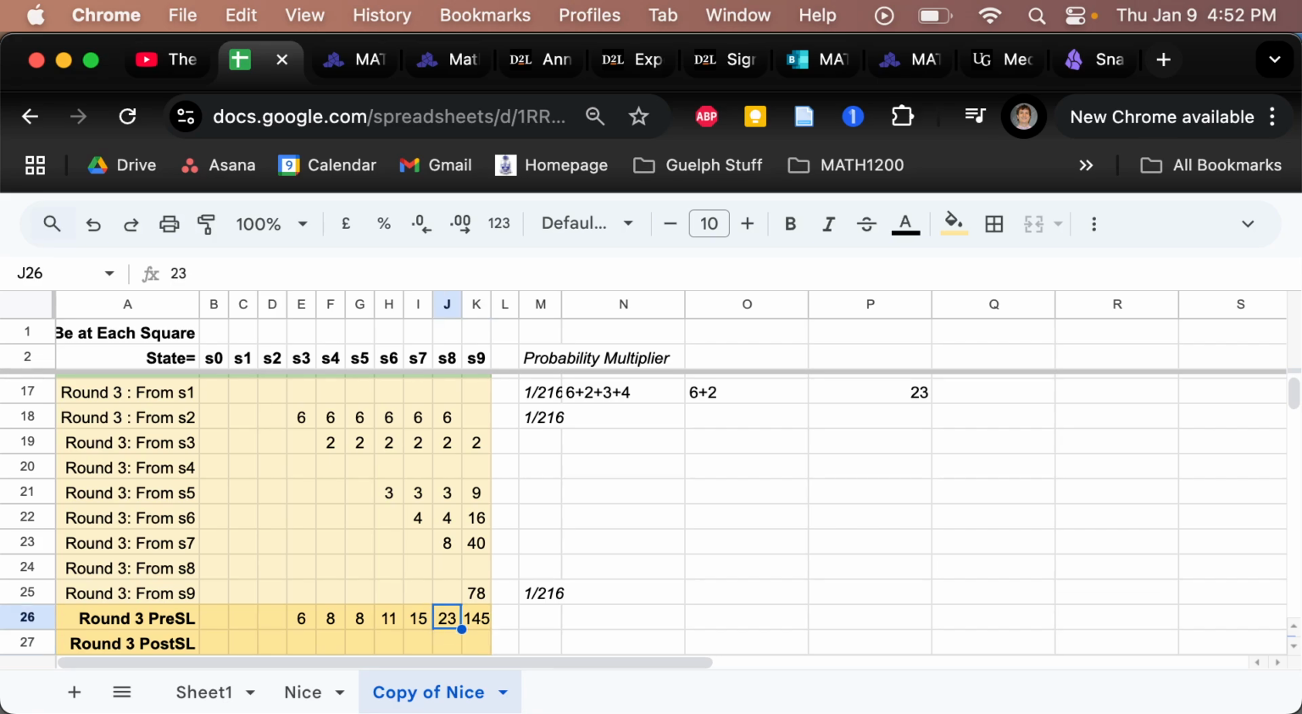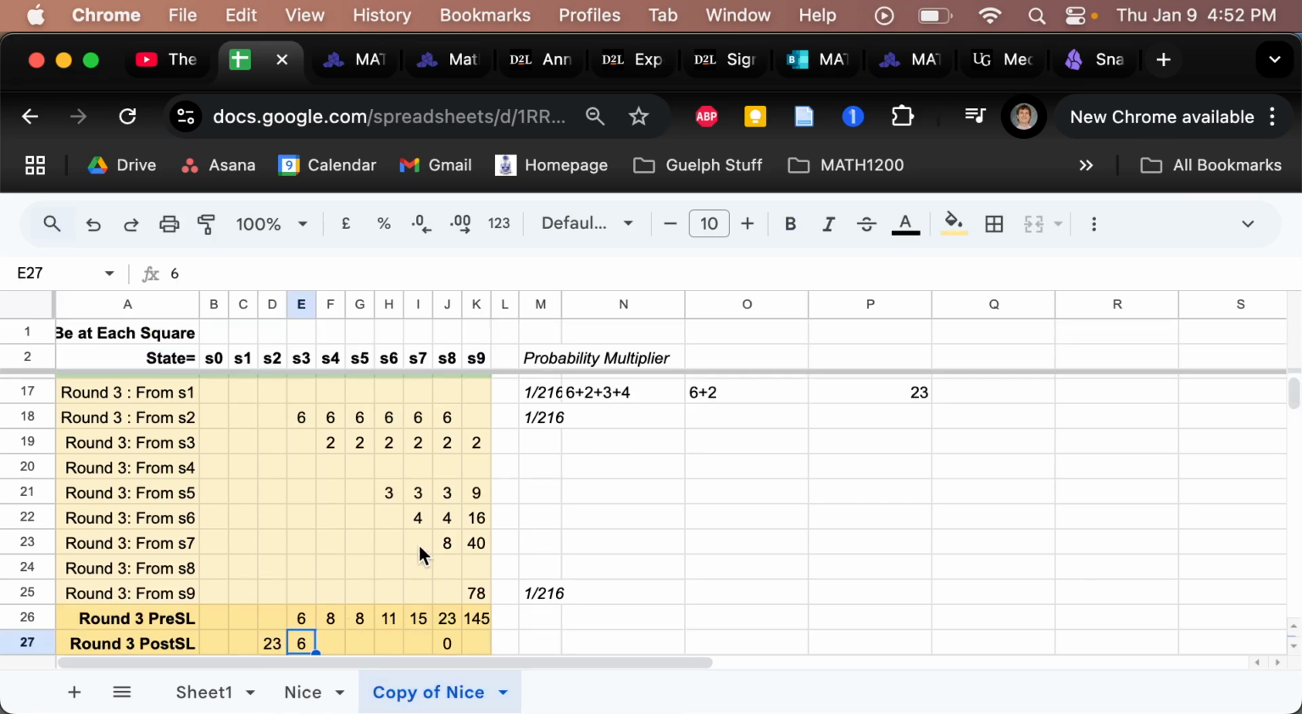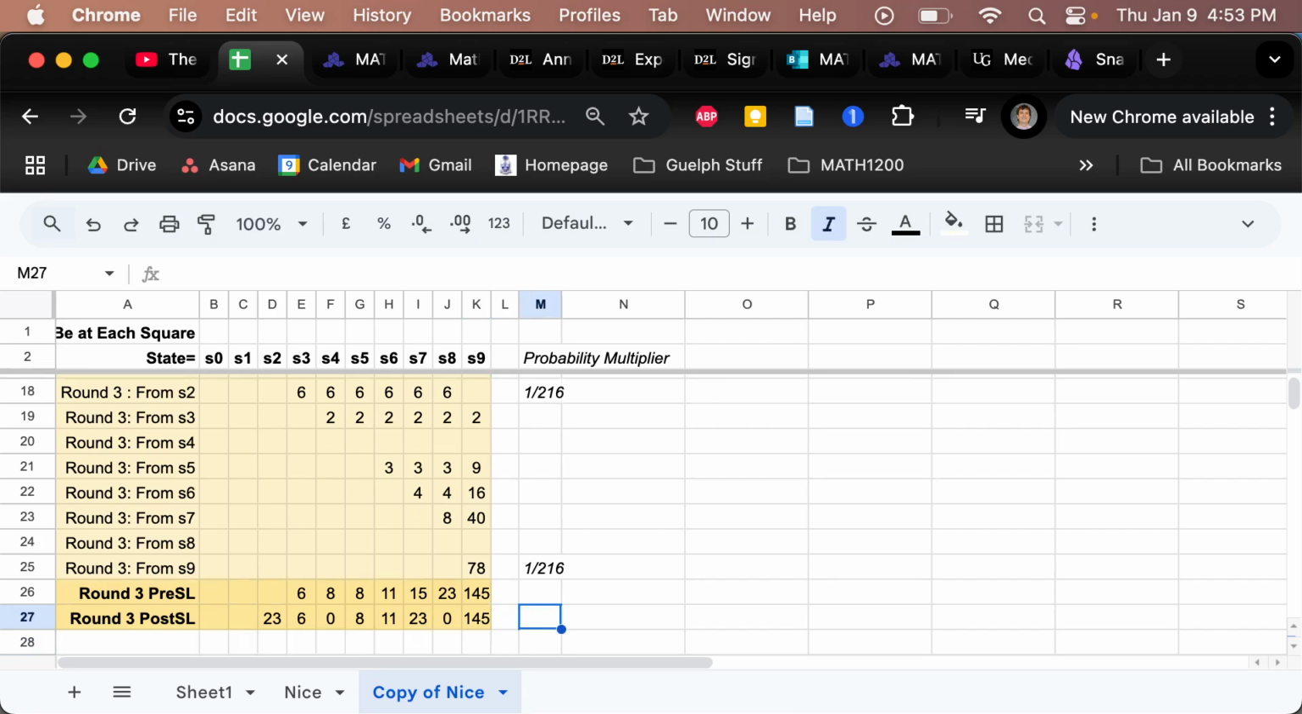So if you were in square 8, there were 23 ways to get there before the snakes and ladders. This moves you down to square 2. So you get 29 ways to be in square 2. Nope, that's square 3. 23 ways to be in square 2. Did I get that right? Okay, yeah, good. And then if you were in square 4, that moves up to square 7. So there's 23 ways. 15 plus 8. And there you go. 8, 11, and 145. So these are the probabilities at the end. Well, the numbers. Did I make a mistake?